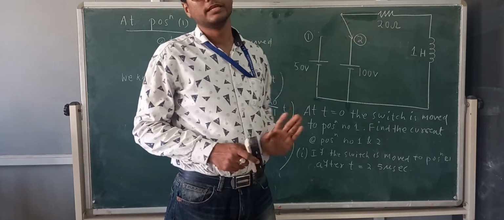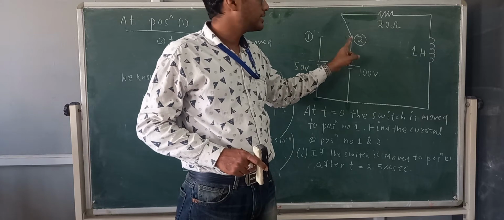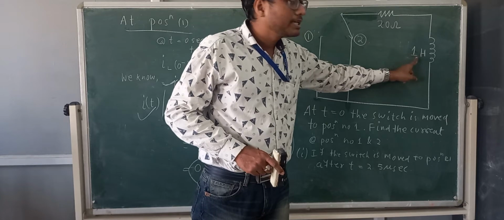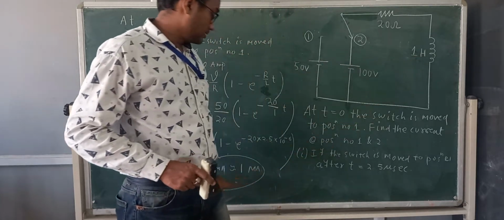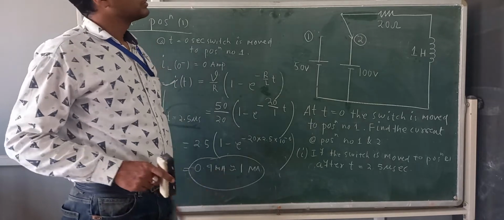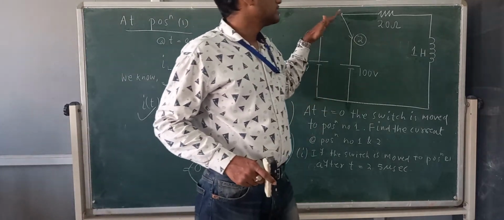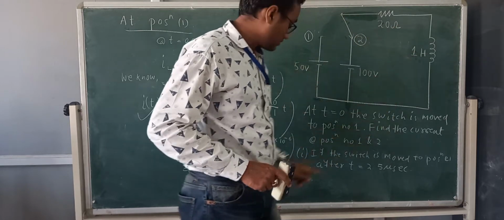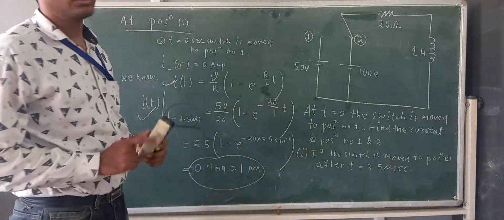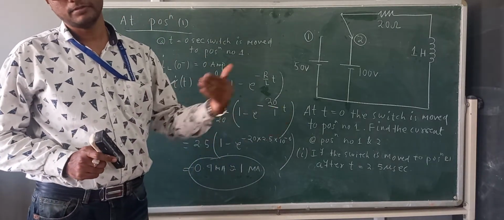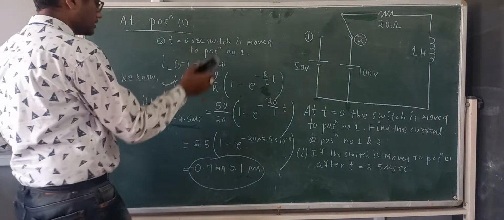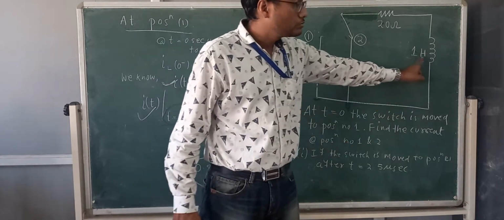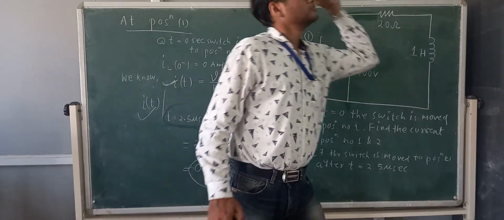position number 2. Before the switch was connected to position number 2, how much current was flowing in this inductor? This current is flowing in that inductor. So when the switch comes to position number 2, what was the initial current flowing here? 1 milliampere. Understood? If you have not understood, please re-watch the video. So 1 milliampere will be the initial value of current flowing through this inductor when the switch is moved here.